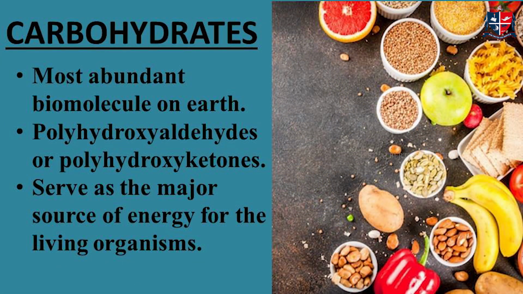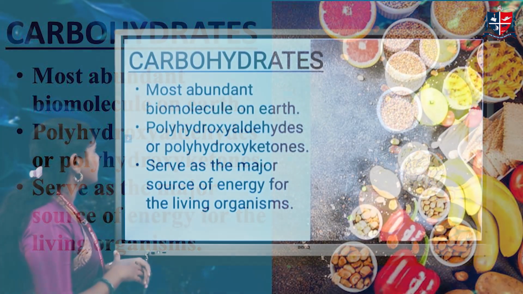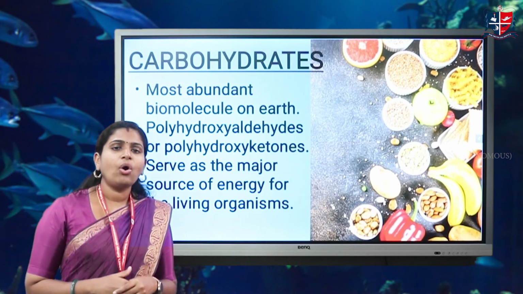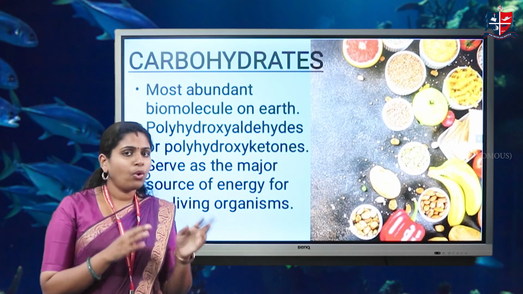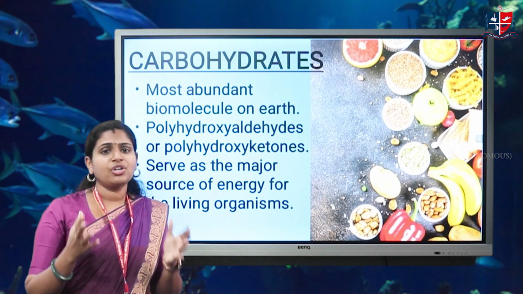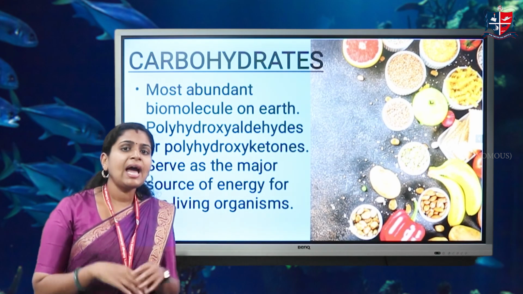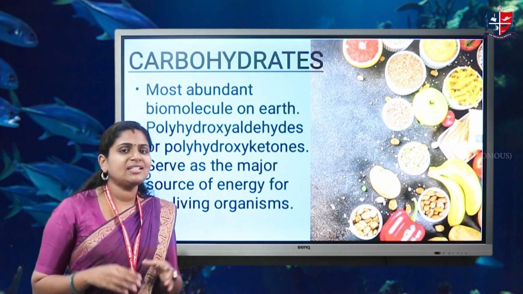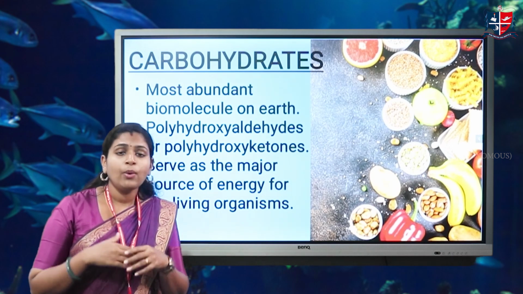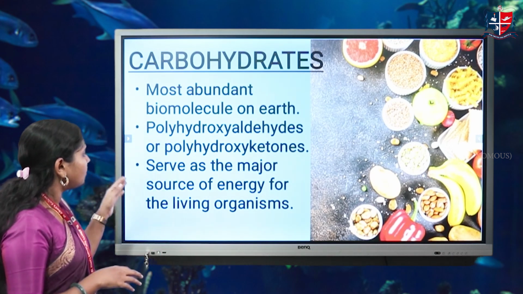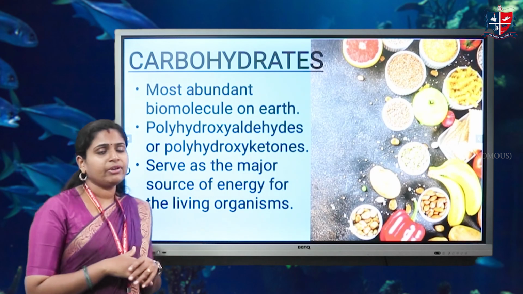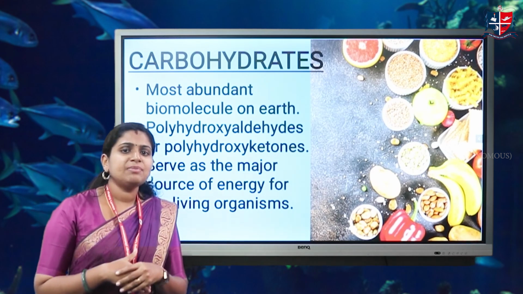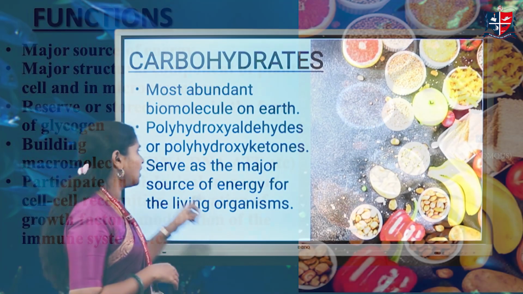Now coming to the carbohydrates, they are the most abundant biomolecules and they are known as polyhydroxyaldehydes or polyhydroxyketones. Polyhydroxy means there is a large number of hydroxyl groups in their body, along with an aldehyde group, and polyhydroxyketone means a large number of hydroxyl groups with a keto group. They serve as the major source of energy for living organisms. We all are living organisms, and our energy comes from the carbohydrates.